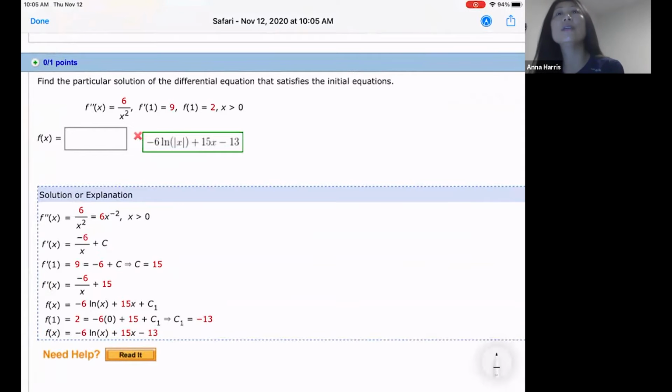So find the particular solution of the differential equation that satisfies the initial conditions. So they gave you this, they gave you that, they gave you this. If I want to find the particular solution, it means I need to use this information to figure out what C is. So first thing I'm going to do is take a derivative of this function.